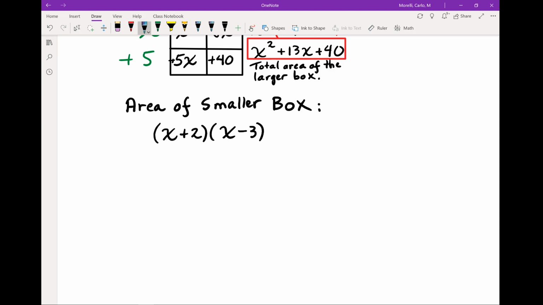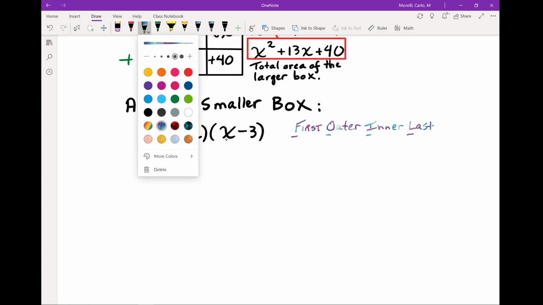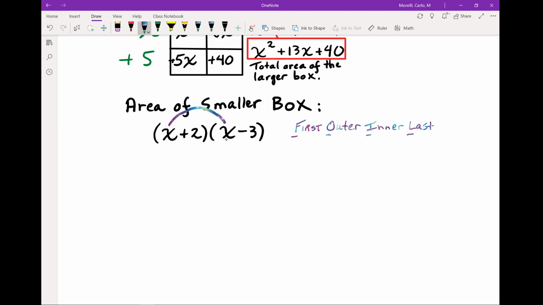I kind of forgot. First, outer, inner, last. There we go, correct. So we're going to go from first to first, which would be x to x. Outer to outer, which would be x to negative 3. Inner to inner, which would be x to 2. And then last to last, which would be 2 to negative 3.